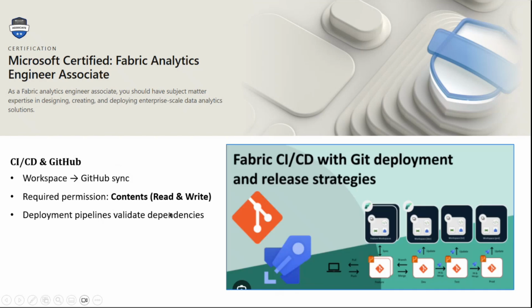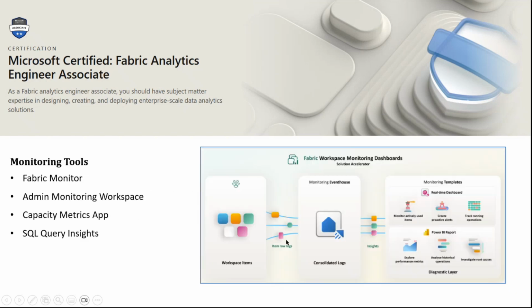Then related to continuous integration and continuous deployment, we have to understand the GitHub capabilities, how we can integrate our Fabric components with GitHub, and again the permissions, the read and write permissions, the deployment pipeline, and validations. You will see questions from these as well, and some monitoring questions: how you can monitor pipeline run activities, how you can find out which pipeline is taking longer to complete, and again some admin questions and SQL query insight questions as well.